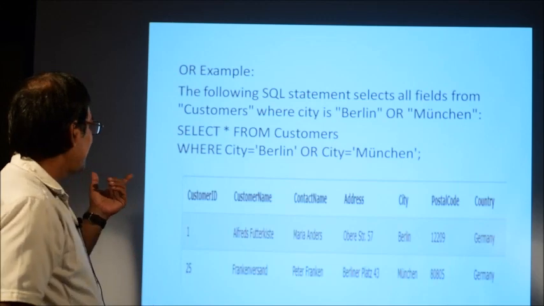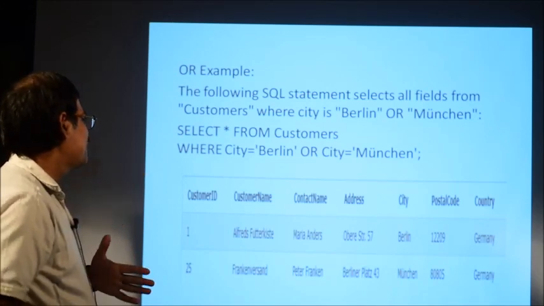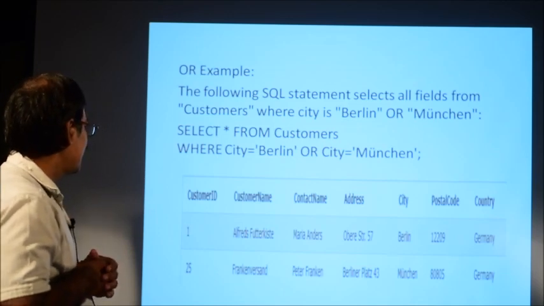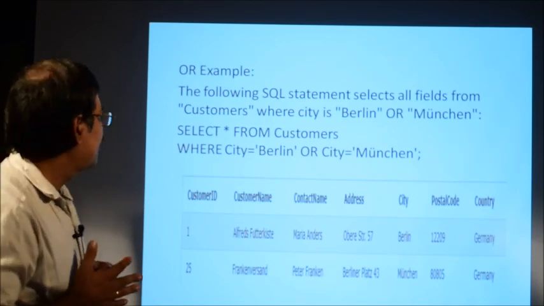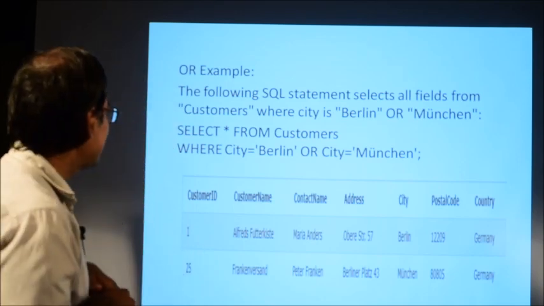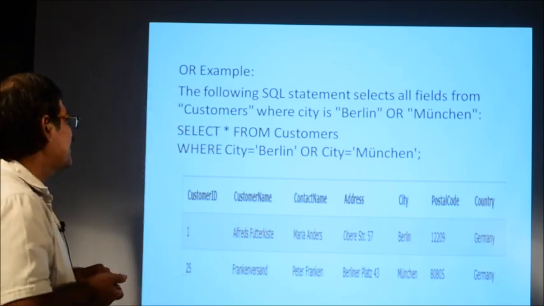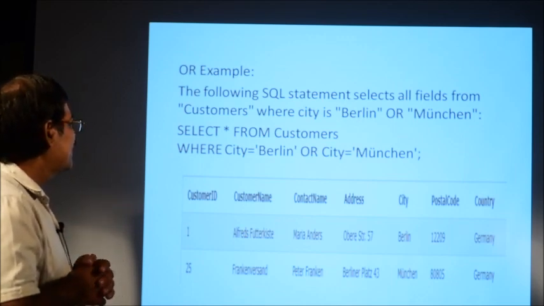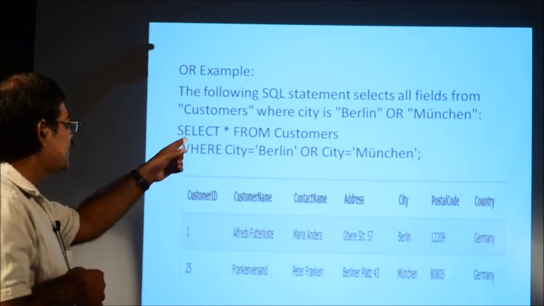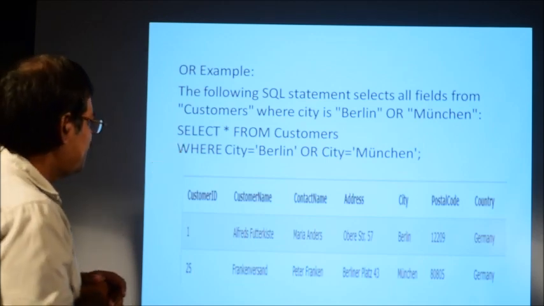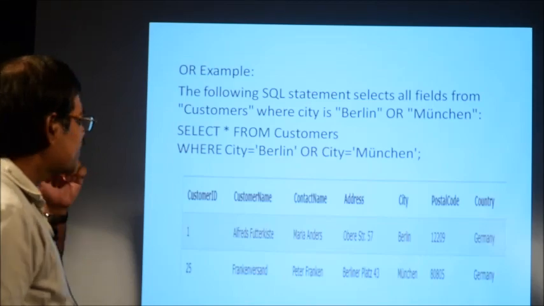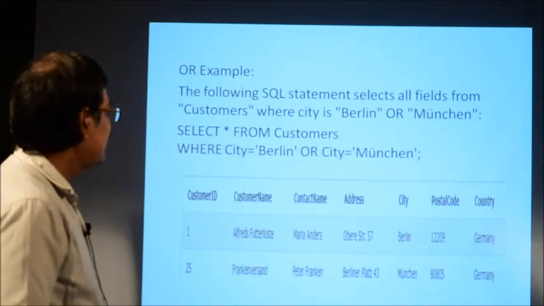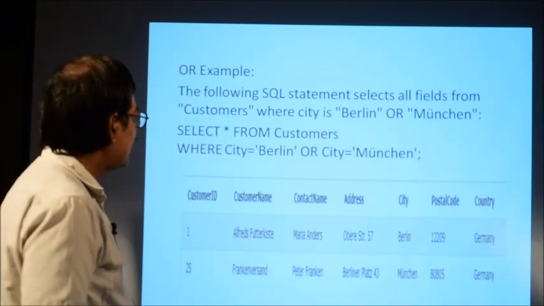That means in the first record, Berlin is satisfied, so condition 1 is satisfied. The second record, customer ID 25, you check: condition 1 is not satisfied, the city Berlin is false, but the city München satisfies the second condition. So again it is true, because the second condition is true. So customer 25 is also selected. Two records are selected from this table and displayed on your screen.